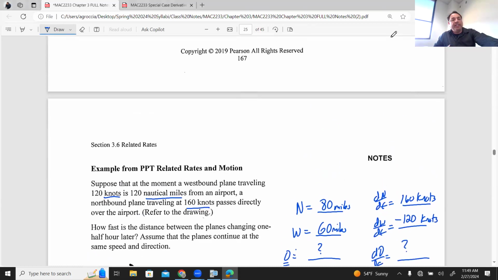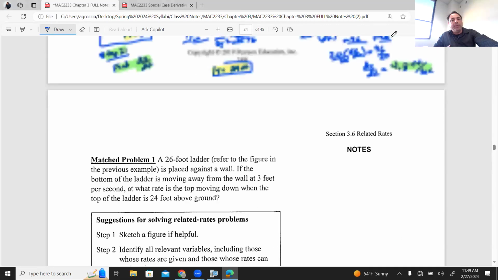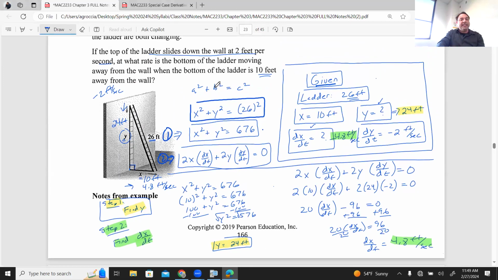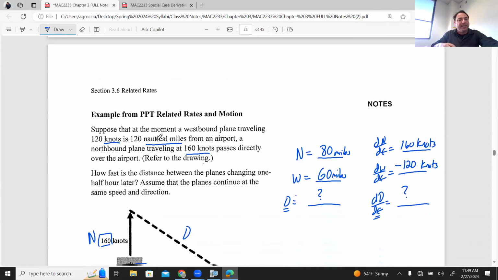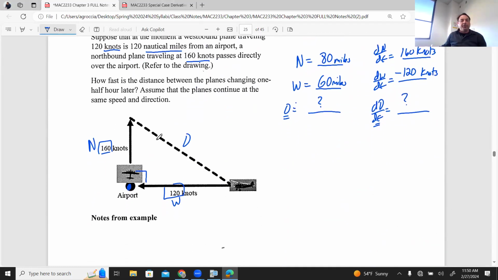Well, let's go back and look at the old one. In the last example we did, we noticed that it was a right triangle. So we did x squared plus y squared equals z, the hypotenuse, squared. Same thing here. It doesn't matter the order, but I'm going to have n squared plus w squared equals d squared. We got to be able to learn from the previous example.